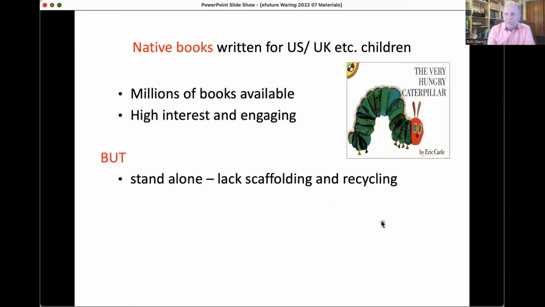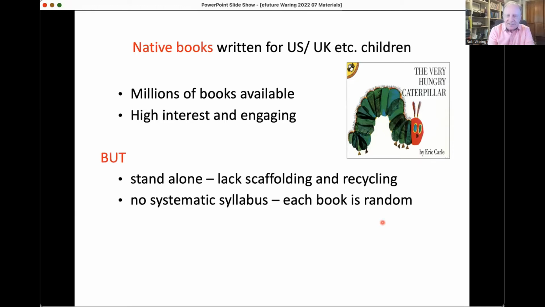The problem with these types of books is they're all standalone. They're not written in any form of series. There's no systematic syllabus with them. Each book has its own random vocabulary. So book A is not connected to book B, is not connected to book C. The grammar and vocabulary in one book is not connected to the next one. Remember, we talked about our forgetting curve? Yeah, if you have new book, new book, new book, new book, you're not going to build and strengthen your vocabulary well. Yes, they're very interesting, but they're not usually built as a system.